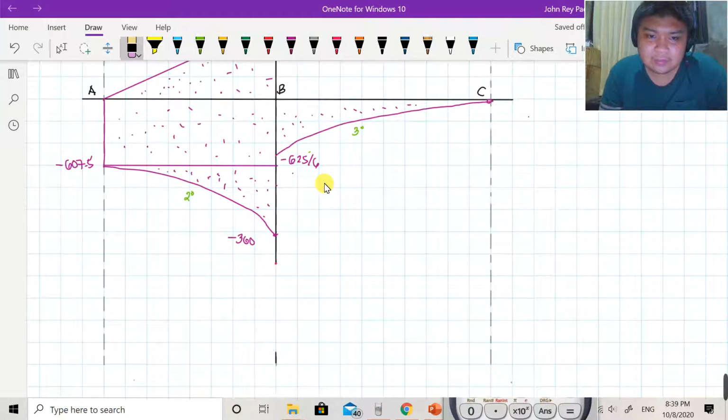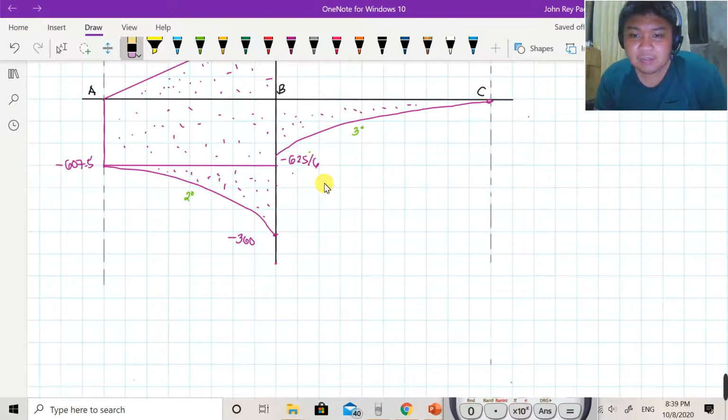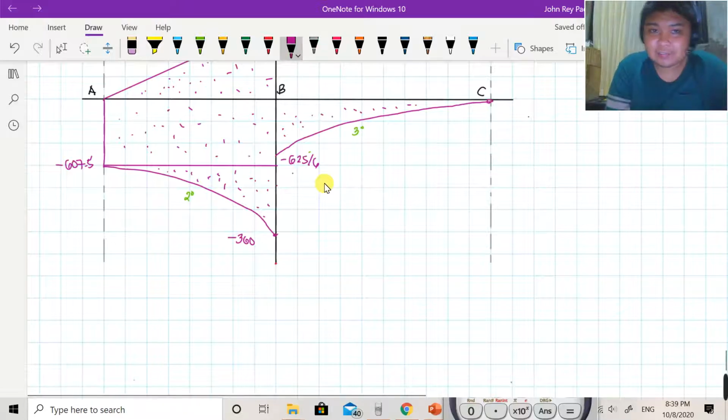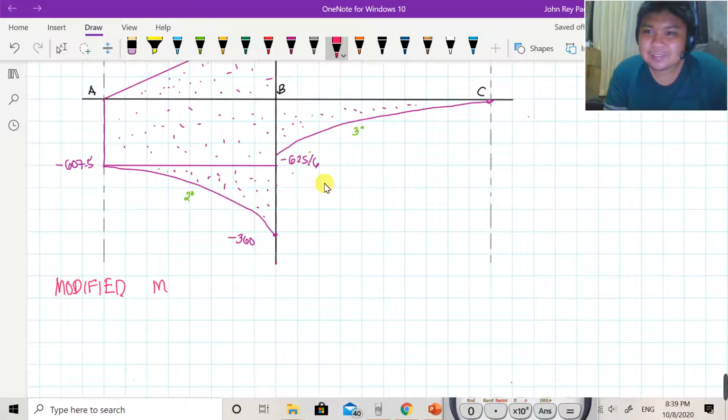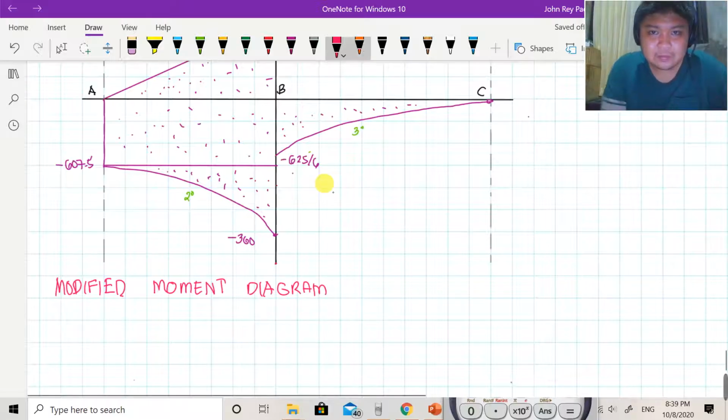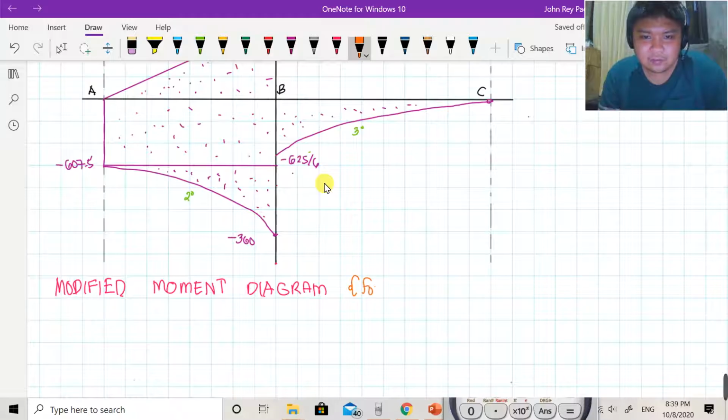Sir, ano pala? So kapag non-prismatic ang sections natin, class, gagawan natin 'to ng modified moment diagram. So ang tawag ko doon ay modified moment diagram. So paano 'yon? Patapusin muna akong pagsulat, no? So modified moment diagram. So dito, for moment area method, ilagay natin.